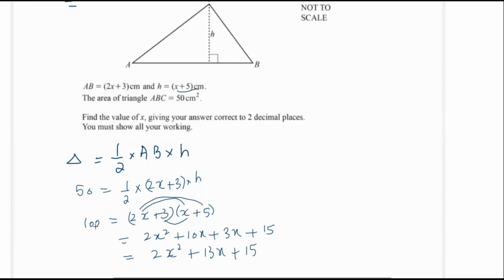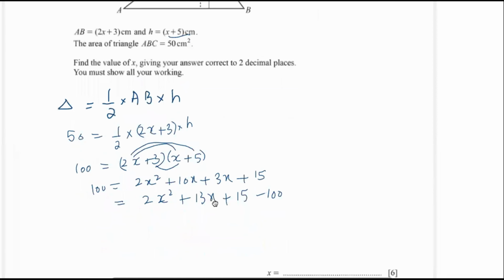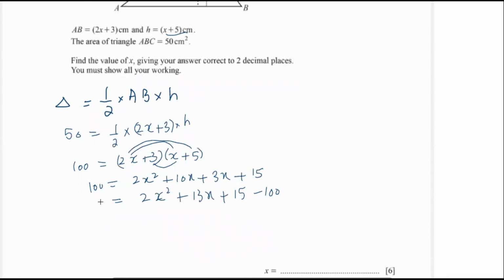And 100 shifts from the right to the left side, that becomes minus 100, and therefore that will be equal to 0. Now we can write it as 2x square plus 13x minus 85 equal to 0. Now you see here the answer is to 2 decimal places. It means this equation can be solved by using the quadratic formula.